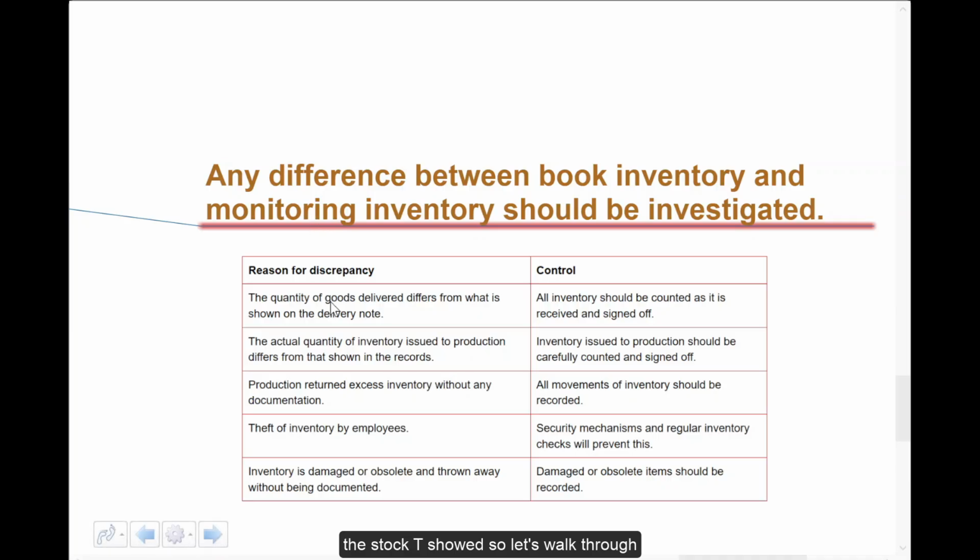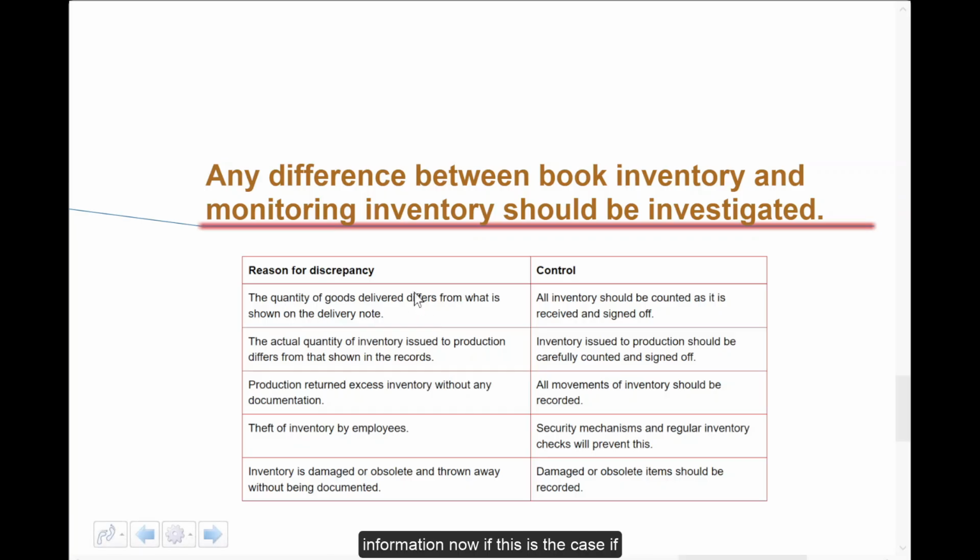So let's walk through these. First of all, left-hand side, a possible reason for a discrepancy. Let's say that the quantity of goods delivered differs from what is shown on the delivery note. And this is the importance of the documentation that we discussed up top. The idea of a goods received note and indeed checking information.